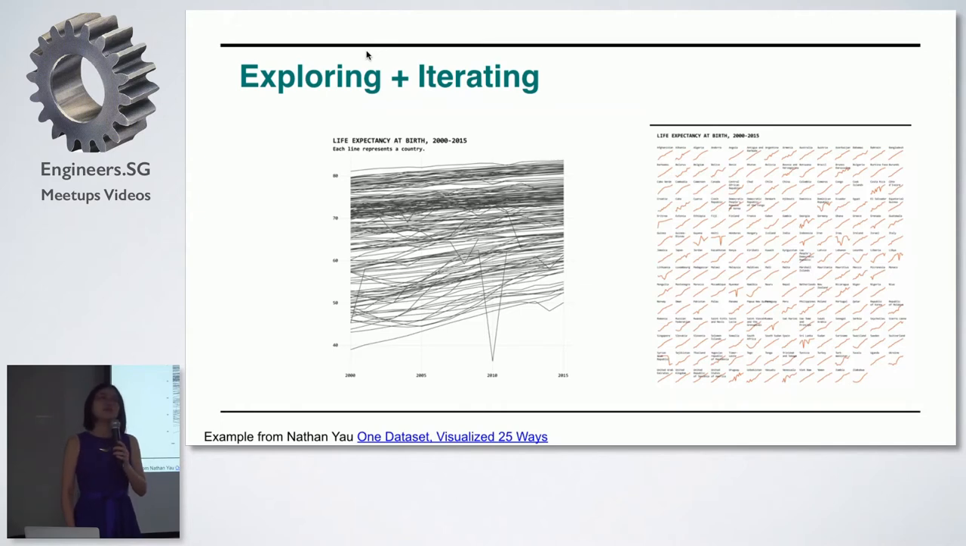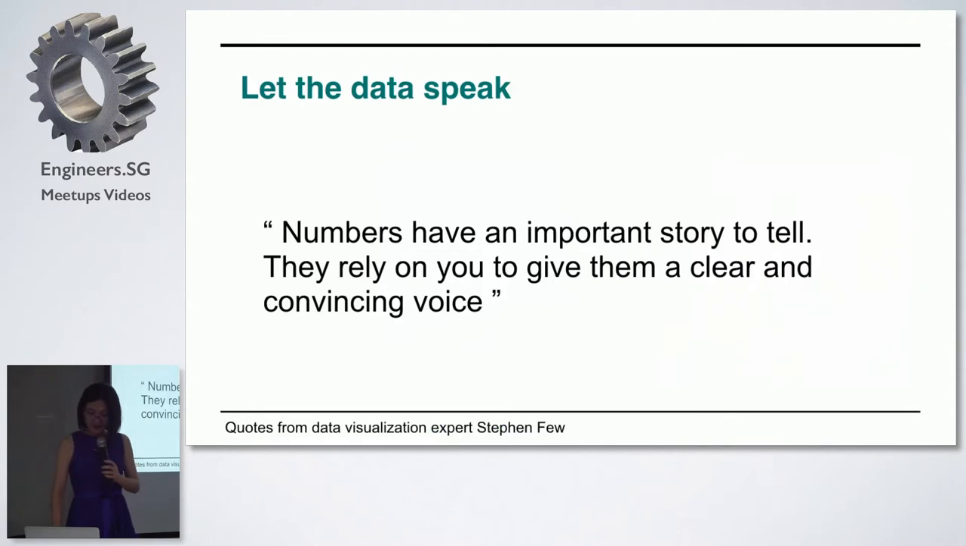So data visualization is often a process of exploring, understanding your needs, and also iterating to find what's best for you to communicate your point, and what's best for your stakeholders to drive your point through. Just now, we've seen multiple examples of static charts, so we can move on to some animated charts. One of the data visualization gurus, Stephen Few, said numbers have an important story to tell. So oftentimes it depends on us to make them speak, turn them into life, and give them a convincing voice. And next, I'm going to show you two examples I find interesting, and I'm going to tear them apart to see what kind of techniques they use. Maybe we can use them as well.